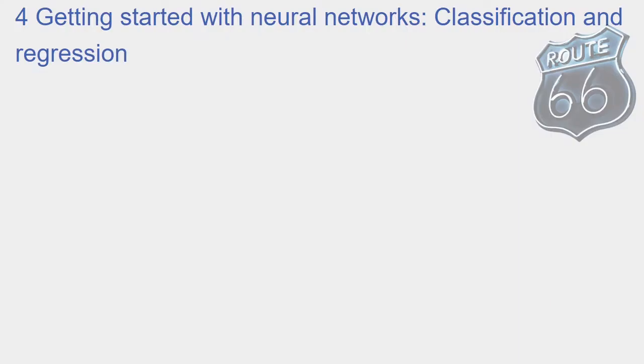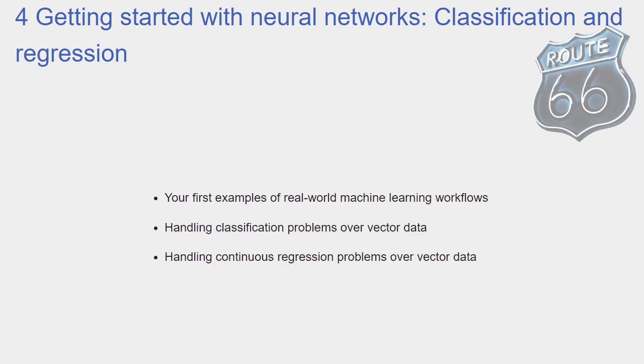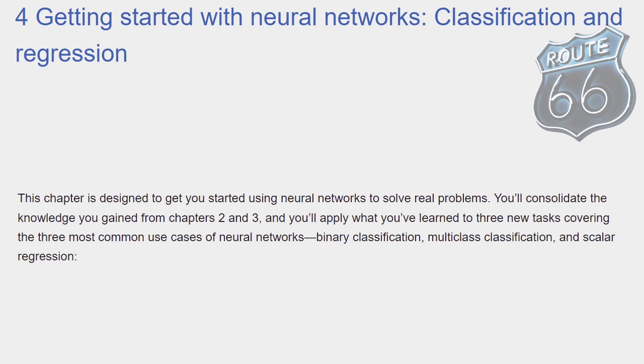Chapter 4. Getting Started with Neural Networks, Classification and Regression. This chapter covers your first examples of real-world machine learning workflows, handling classification problems over vector data, handling continuous regression problems over vector data. This chapter is designed to get you started using neural networks to solve real problems.